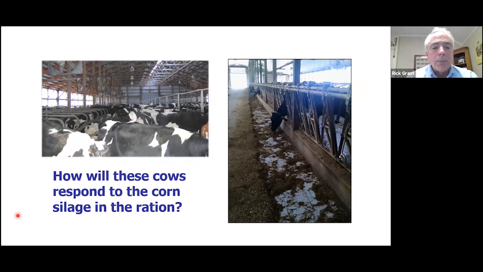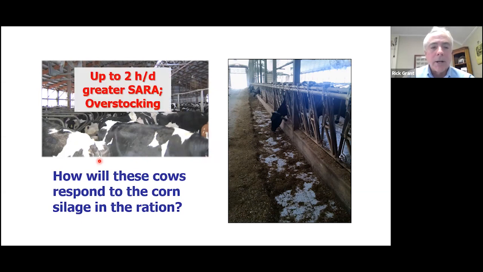How will these cows respond to the ration, to the corn silage in the ration, or any forage for that matter? In this panel here, overcrowding, right? I'm not going to say where that farm is, it's not important, but certainly we see too much overcrowding in the dairy industry today. And Mac's work would say that on the same diet, you would get up to 2 hours per day on average greater subacute rumen acidosis. We measured that as pH less than 5.8, okay, with overcrowding. And that was about twice the effect we saw when Mac manipulated PE-NDF. All right, that really surprised me as a nutritionist.